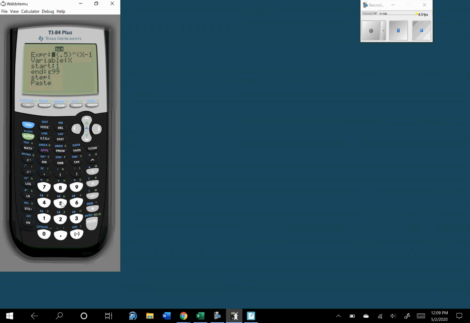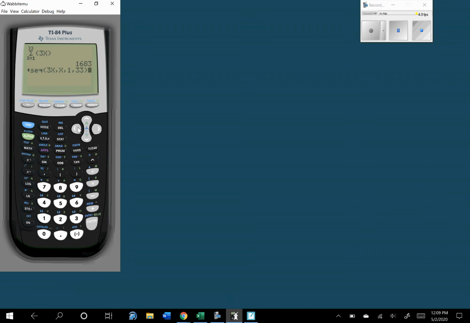So we're going to hit 5 again. And sometimes if you have a newer calculator, this will come up. If you don't, I'll show you what will come up in just a second. So the expression is what goes here. So the expression is 3 times x. The variable we're using is x. So the start is 1 and the ending is 33. And we're not going to worry about the step. We're just going to hit enter for paste.